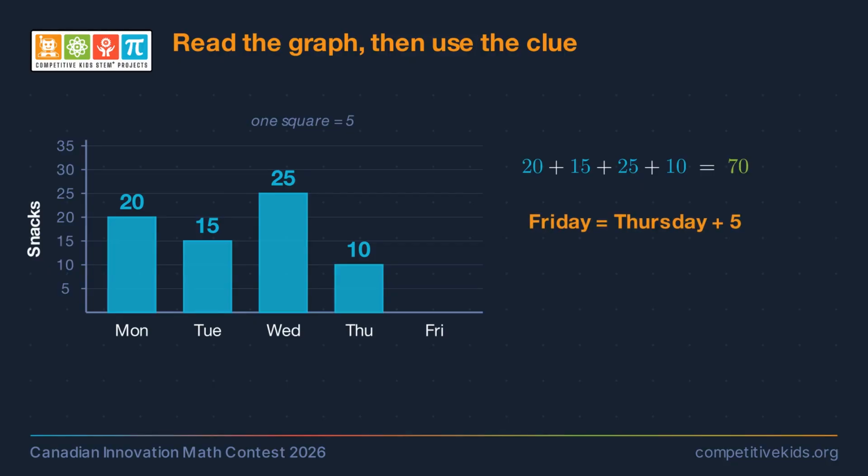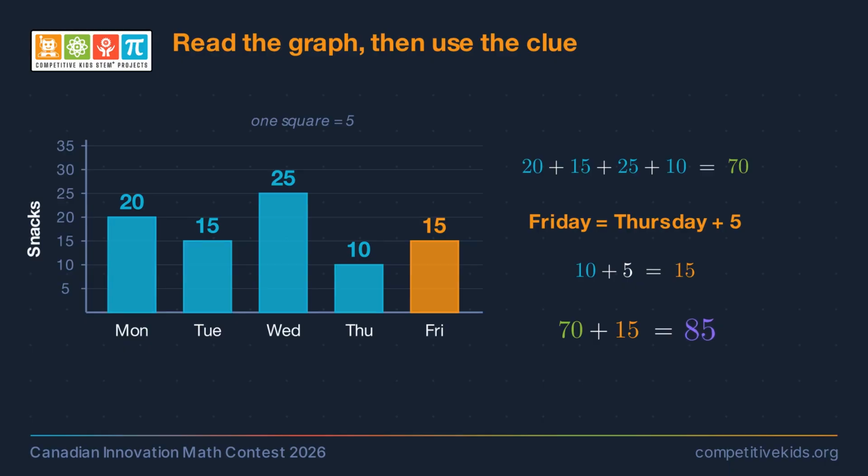The words say Friday is 5 more than Thursday. Thursday was 10. So 10 plus 5 is 15. Friday is 15. Notice that Friday was never on the graph. The graph gave us 4 days. The clue gave us the 5th. Now combine. 70 plus 15 is 85.